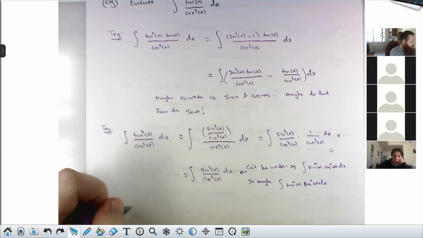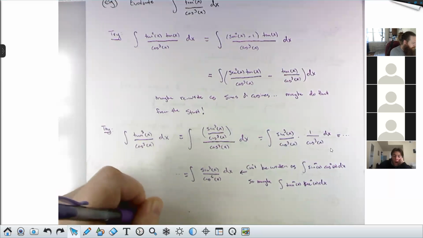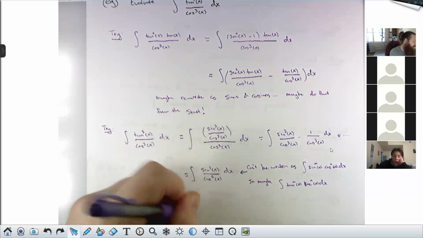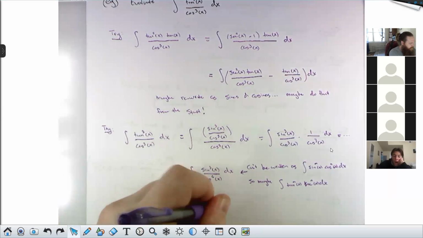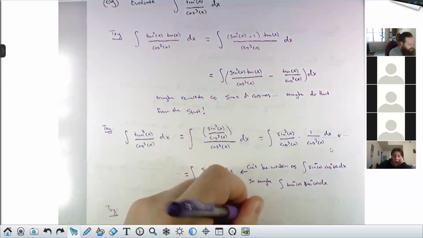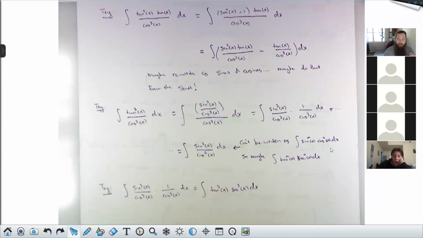So we're going to write this as, I've got my sine cubed over cos cubed, just coming back one step there, times 1 over cos cubed. I'm going to write this as tan cubed times secant cubed. And this is something I definitely know how to do, right? Every integral of this form, I know how to do.